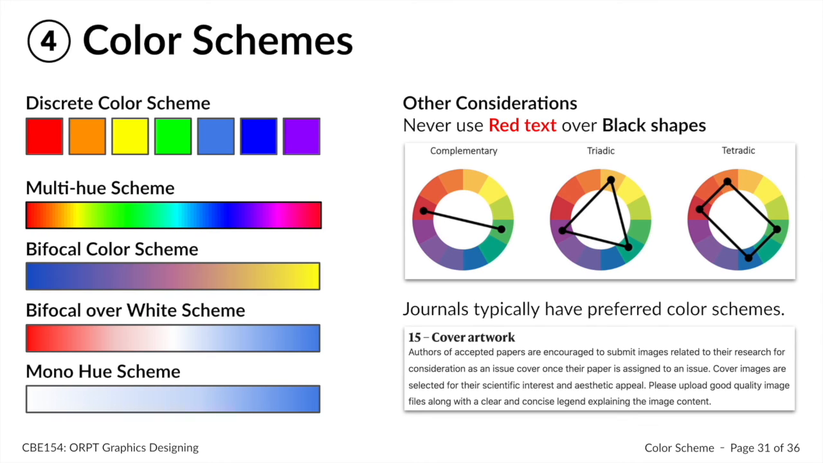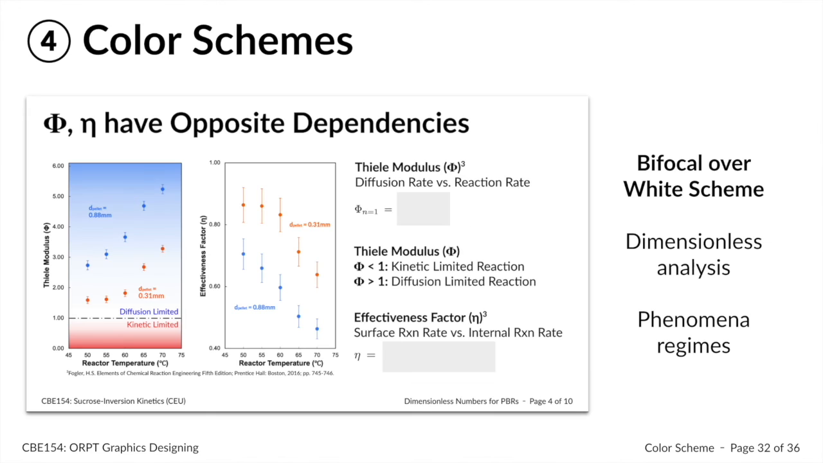Bifocal over white schemes are often used to show temperature gradients, where the red color represents the hot temperatures and the blue represents the cold temperatures. For other gradients, mono-hue schemes are often employed, and the difference in saturations of a single color are often used to show energy, heights, concentration, and other gradients. Here in my slide in this Sucrose Inversion Lab, I used the bifocal over white scheme, and by using this color gradient, I was able to introduce the idea of phenomena regimes that arise from dimensionless analyses with ease.